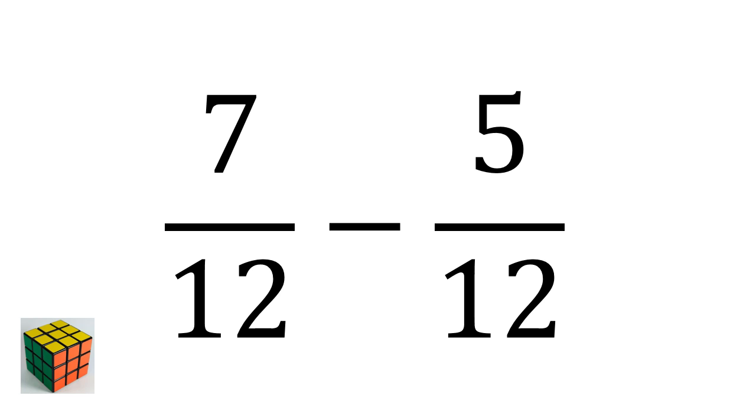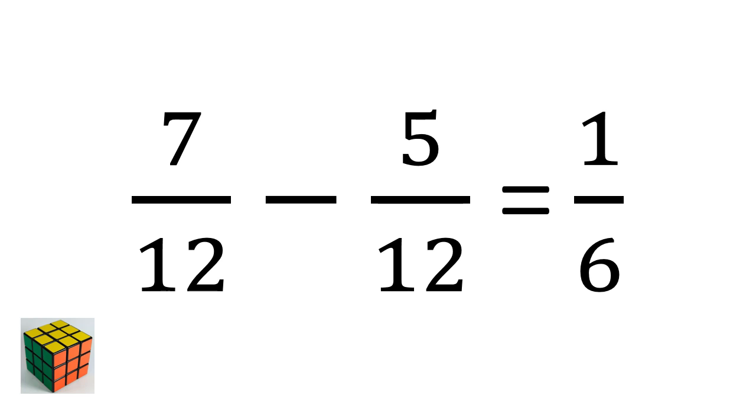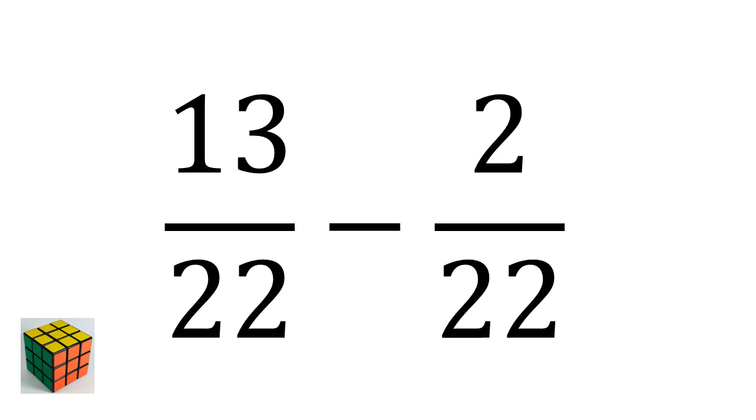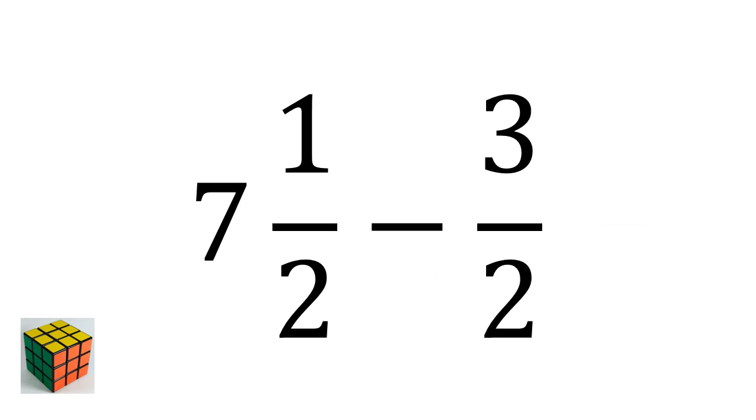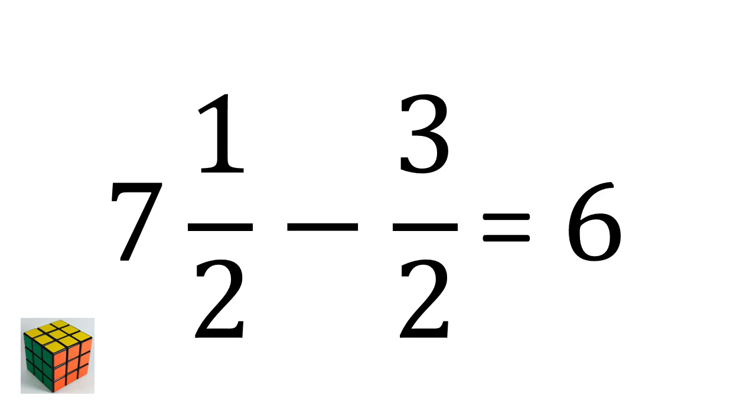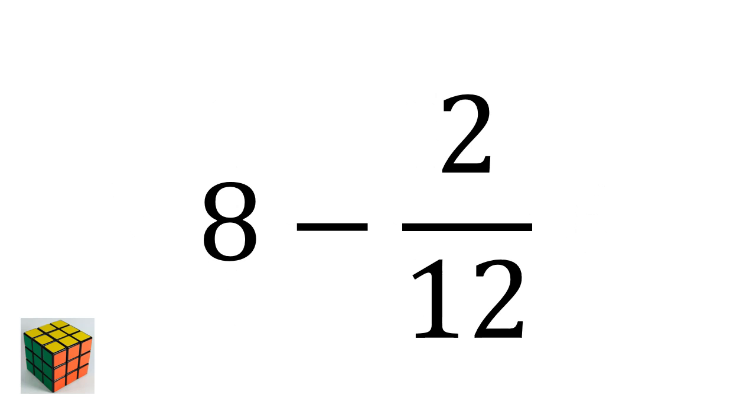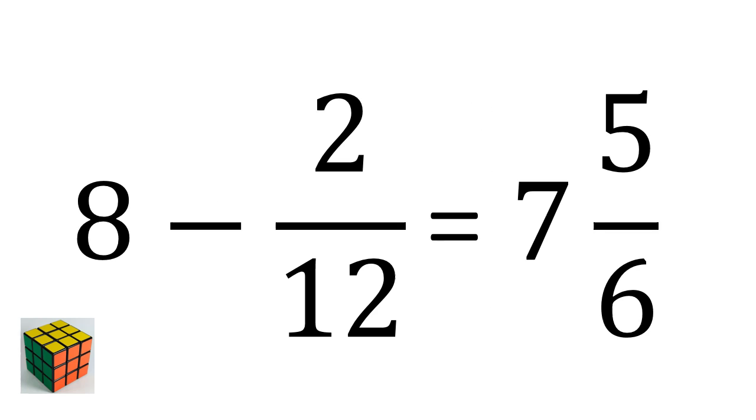7/12 minus 5/12. 7/12 minus 5/12 equals 1/6. 13/22 minus 2/22. 13/22 minus 2/22 equals 1/2. 7 and a half minus 3/2. 7 and a half minus 3/2 equals 6. 8 minus 2/12. 8 minus 2 over 12 equals 7 and 5/6.